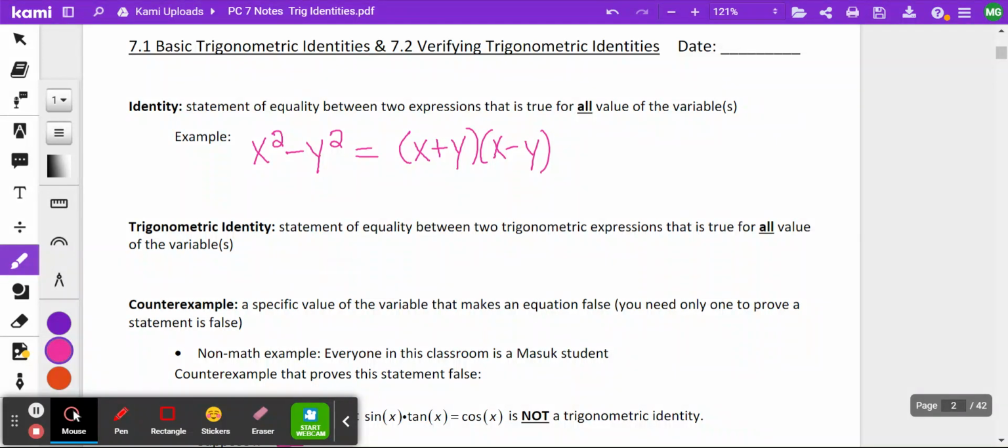Hi, everyone. What we're going to be studying today are basic trig identities. An identity is just a statement that would be true for all values. I have an example here where x squared minus y squared, that's the difference of squares, can be factored to look like this. A trig identity is a statement of equality between two trig expressions that's true for all values, all variables. We're going to get into that in a little bit.